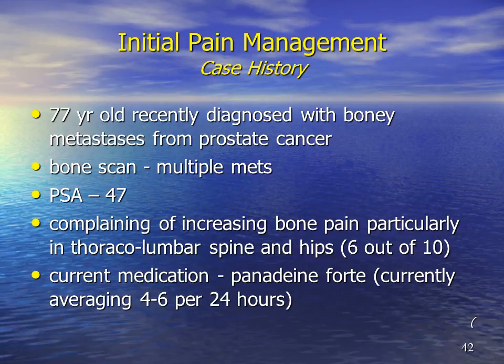So this is a case history of a patient, a 77-year-old fellow with prostate cancer and known bony metastases. PSA is significantly elevated at 47, and the patient is complaining of increasing bone pain, particularly in the thoracolumbar spine and hips. So the pain on a scale of 0 to 10 is 6 out of 10, which means that the pain is moderately severe pain. Current medication is Panadine Forte, and the patient is averaging 4 to 6 per day.